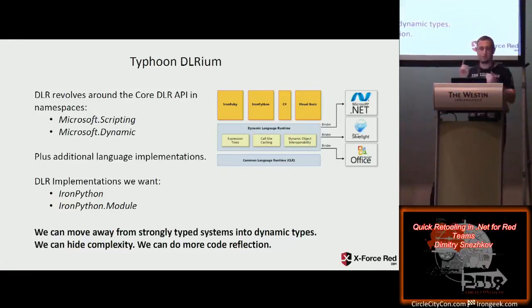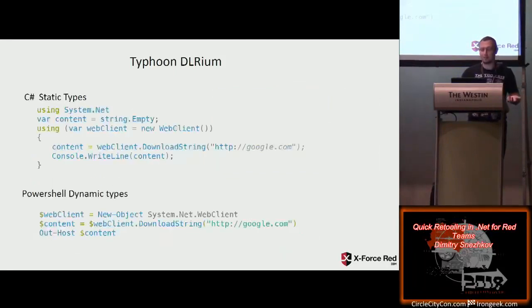We move away from strongly typed to dynamic types, which means speed of development on systems. Python is much faster to develop in than C#, for many reasons. And so we hide complexity. On top of it, we escape a lot of things that defense is doing to protect us.